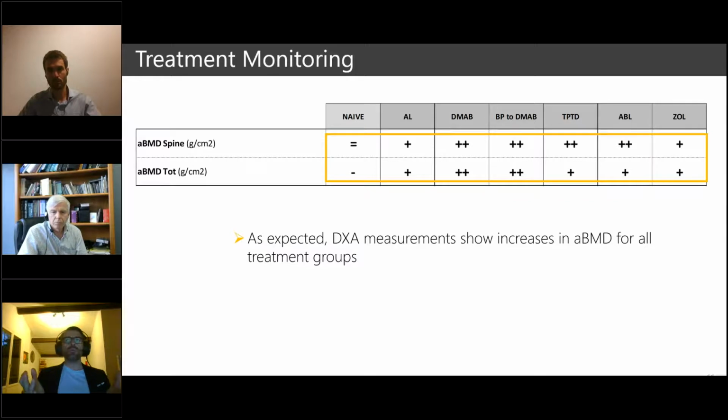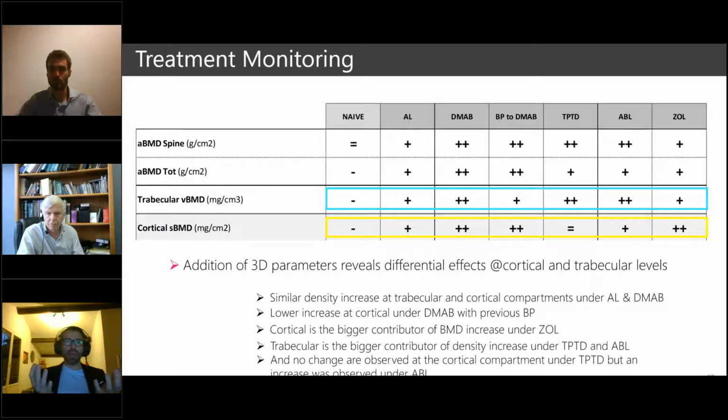Considering treatment monitoring, results observed in terms of areal BMD in all the studies are those expected from the literature, with an increase in all treatment groups. The 3D analysis reveals differential effects at the cortical and the trabecular levels, with increases of the trabecular density observed under alendronate, zoledronic acid, and more pronounced under denosumab, or those under denosumab previously treated by bisphosphonates.